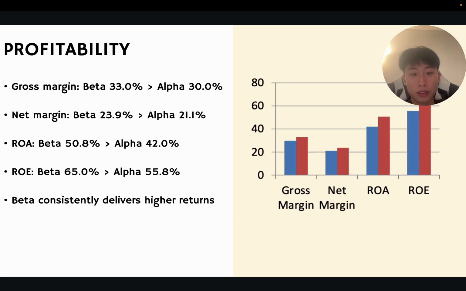This is where Beta truly shines. As you can see, Beta consistently outperforms Alpha across every major profitability metric. It maintains higher margins on its sales and, most importantly, delivers significantly higher returns on both assets and equity. From a pure profitability standpoint, Beta is a clear leader.